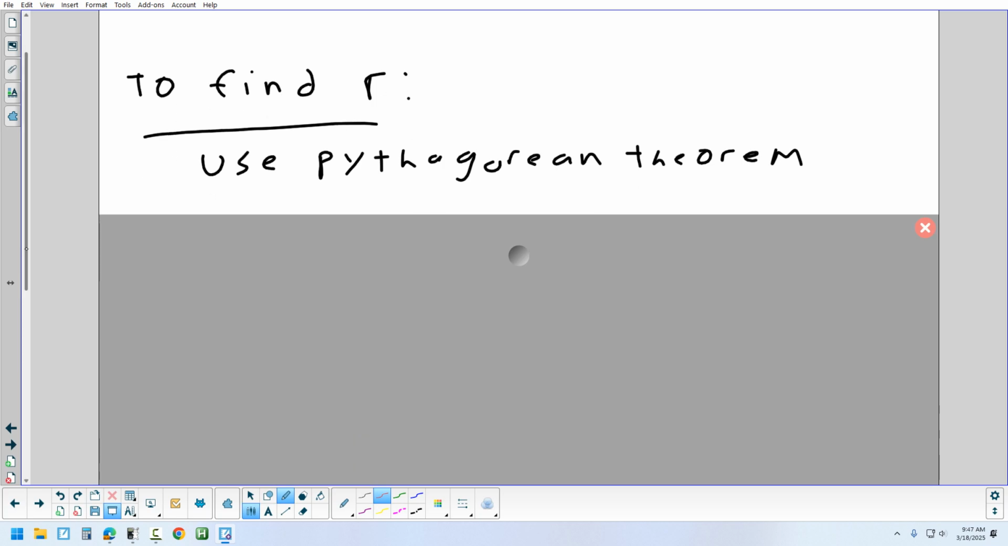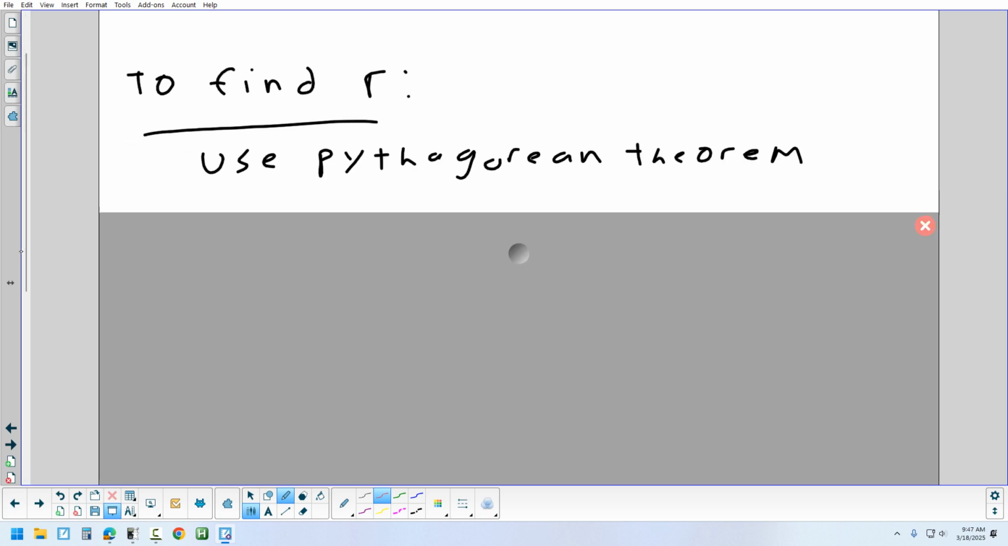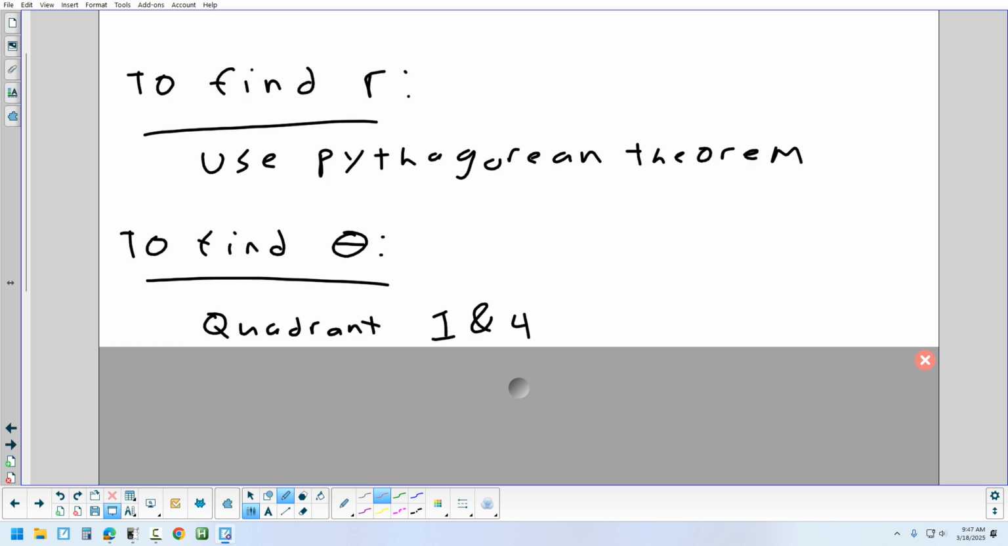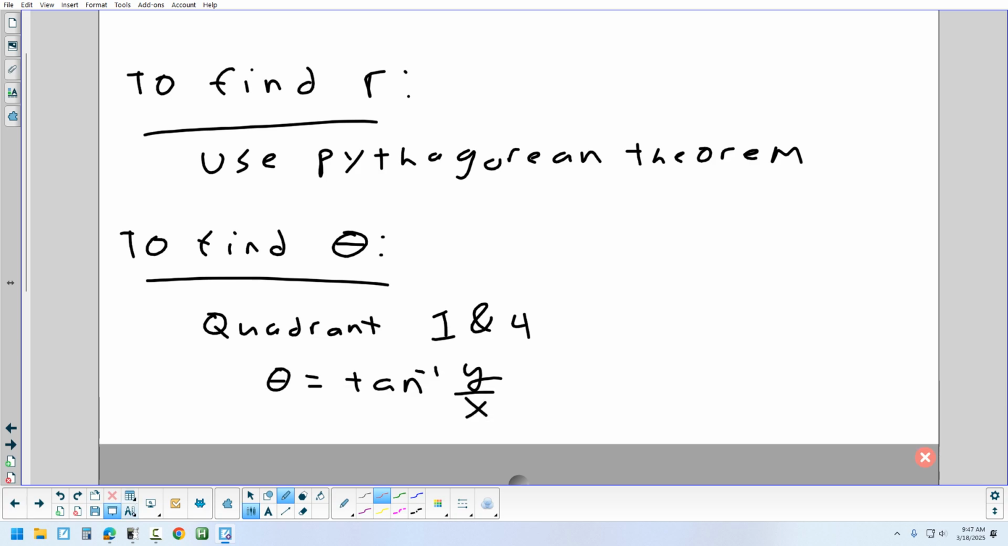All right, well, the first part, that's easy. To find r, you just use the Pythagorean theorem. There's nothing special depending on the quadrant it's in. You just make a right triangle and solve for r. But now, this is why I showed you how to graph complex numbers. If you are in quadrants 1 and 4, you can use the formula that I showed you to find theta, and it will work directly.